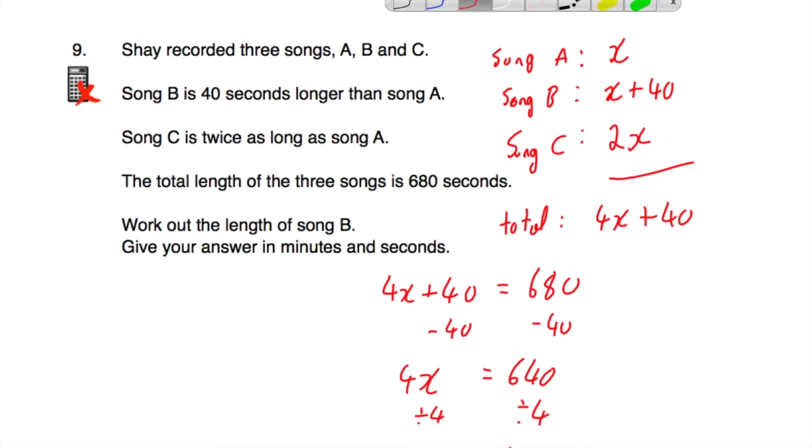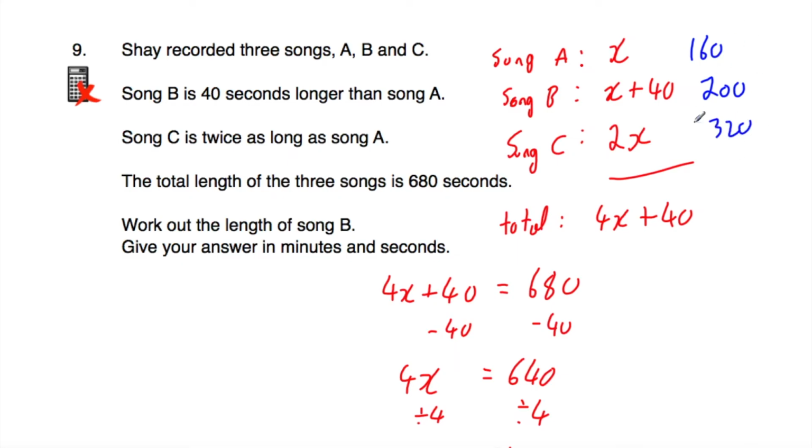So I'm just going to change colour of pen here to blue. So if song A is x, that's 160 seconds. Song B, that's 40 seconds longer, so adding 40 would be equal to 200. And 2x, that's double the length of song A, 2 times 160 is 320.